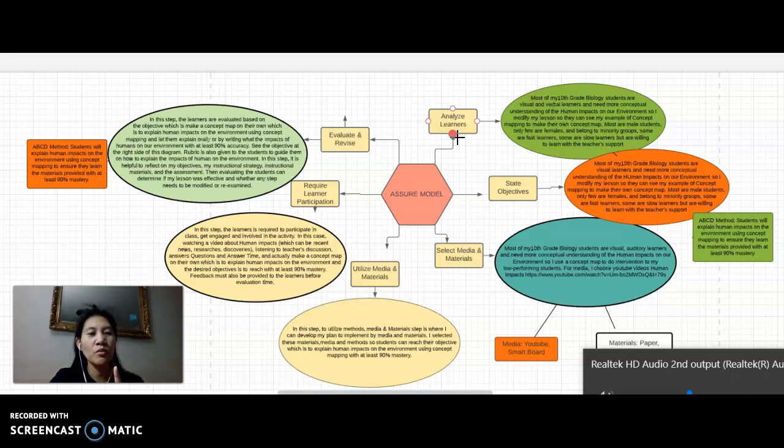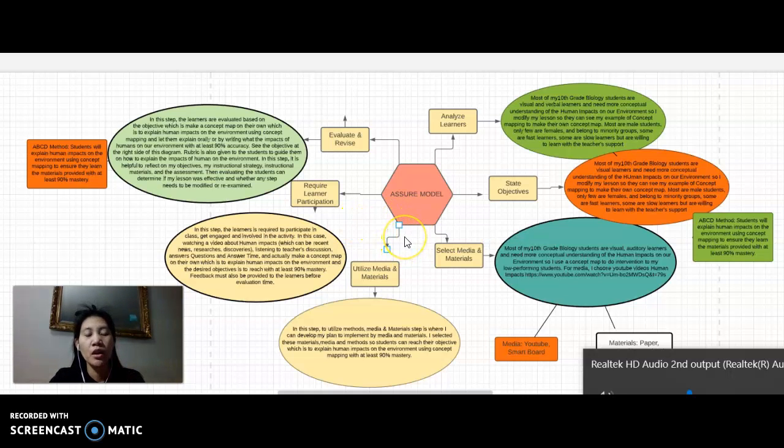One, my students were able to reach their learning objectives, which are, they were able to explain human impacts on the environment using concept mapping to ensure they learn the materials provided with at least 90% mastery. So 98% of my students were able to explain the human impacts, so that is really great.